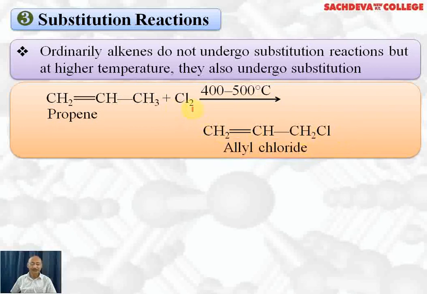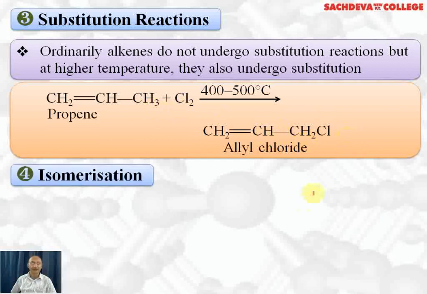So what happens at higher temperature, homolytic fission takes place and Cl radical initiates this reaction and brings out homolytic fission in this CH bond. And we get allyl free radical which is stabilized by resonance. This allyl free radical combines with Cl radical to form allyl chloride plus HCl is formed.